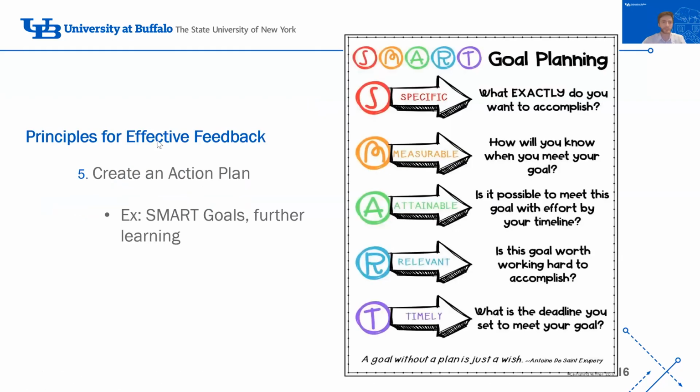Okay, and then the last thing is to create an action plan, right? So feedback's well and dandy, but you've got to help your learner actually correct any behavior that needs to be corrected, or keep encouraging them on good behavior. So this is one that we like to use in our program. It's called SMART goals: specific, measurable, attainable, relevant, and timely, a way to start creating an action plan of what to do.